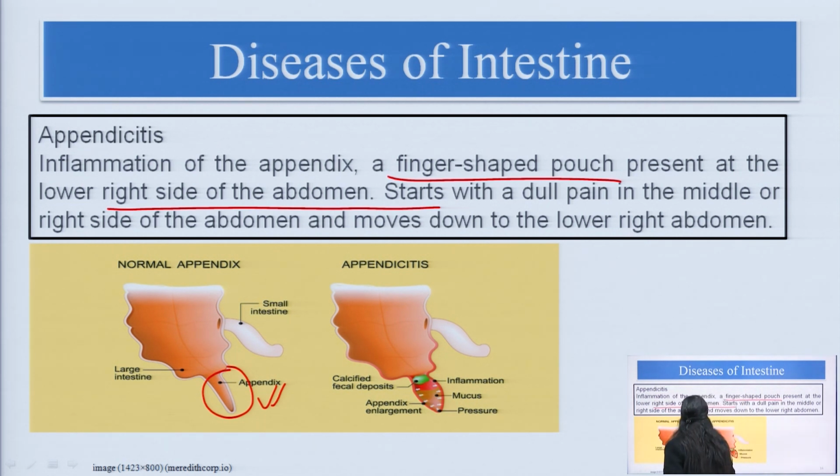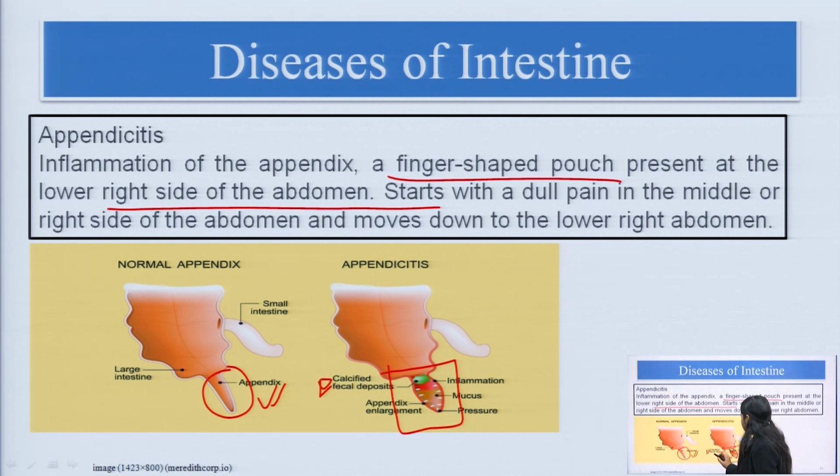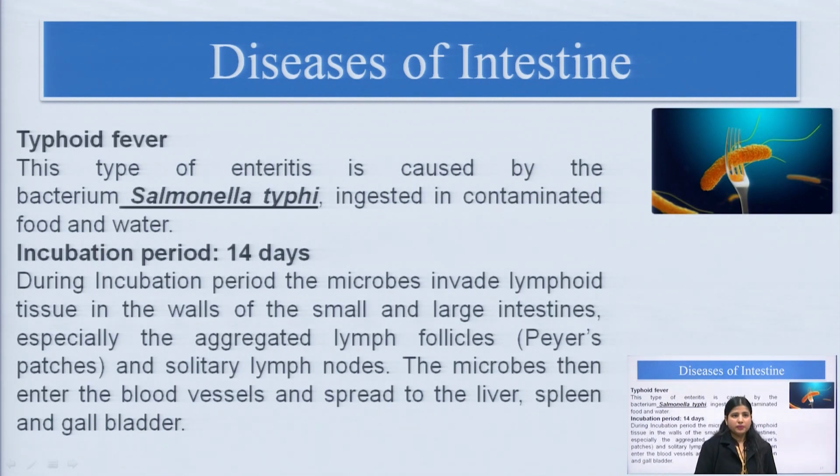Here you can see in this diagram, this particular area is inflamed. Why? Because here we can see calcified fecal deposits. Sometimes a bacterial infection can also be associated with inflammation in the appendix. And sometimes we see that surgeries are needed for the appendix.